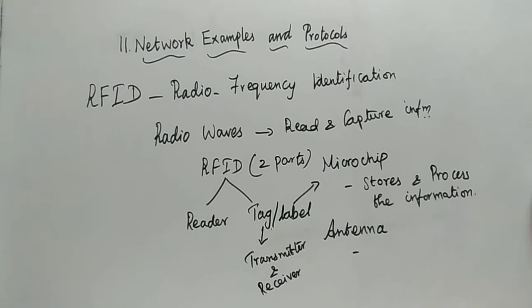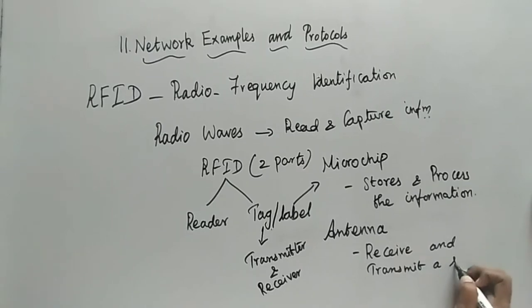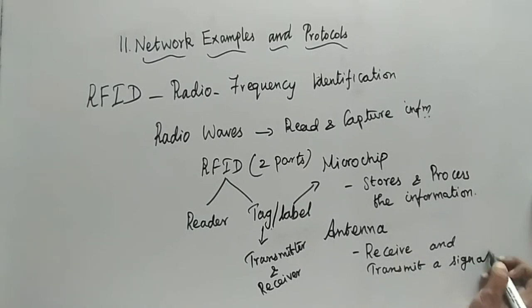And next you have another component. It is your antenna. So you know what an antenna is going to do. Yes, it is going to receive and transmit signals. So these are the two components that are seen in a tag.